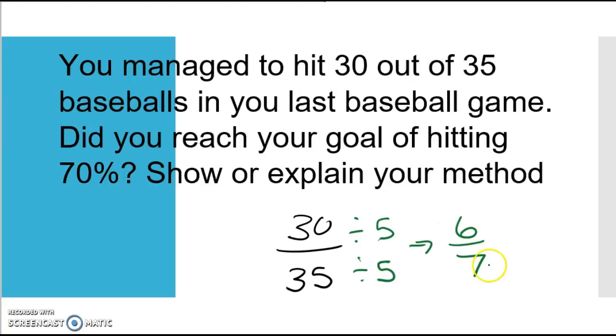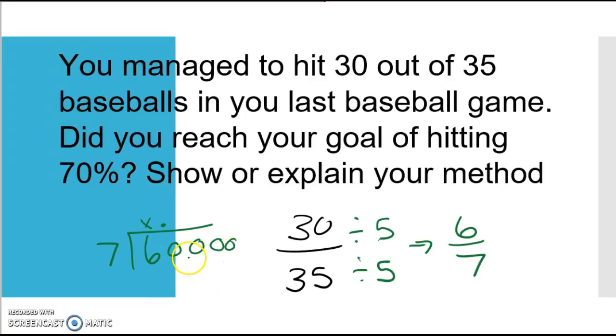I'm going to get 6 over 7. And if you know what this is as a percentage, you can just go from there. If you don't, you can either divide or try to get 100 as a denominator. I know it's going to be kind of hard to get 7 to 100, so I'm just going to divide. So I have 6 on the inside, 7 on the outside. 6 can't go into 7, so I'm going to put my little X there.